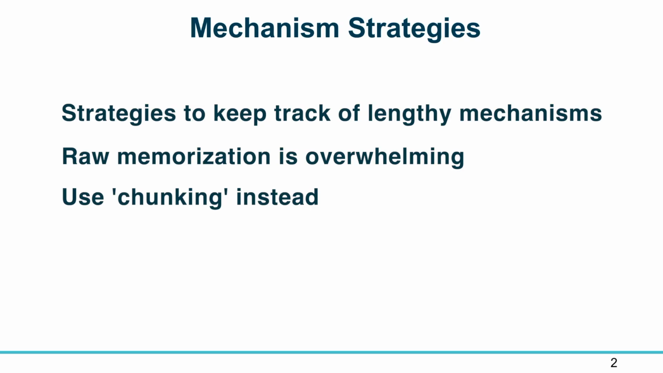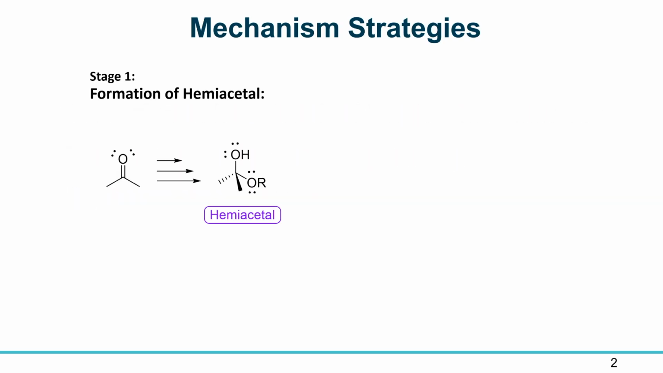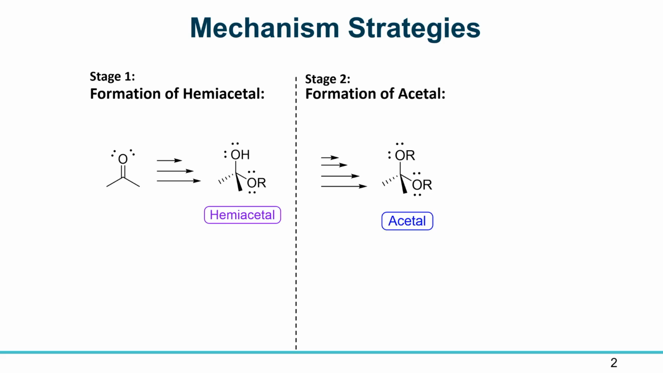Whether you realize it or not, I presented the oxygen and nitrogen nucleophilic addition mechanisms to you with some chunking already applied. Each mechanism was broken down into two smaller stages with an important intermediate for you to anchor on. In the acetal formation mechanism, it was broken into stage 1, formation of the hemiacetal, the important intermediate, and stage 2 was the remainder of the mechanism, the formation of the acetal from the hemiacetal.